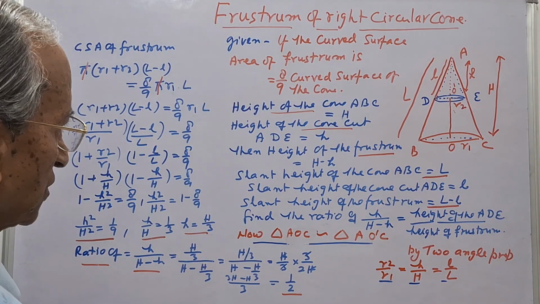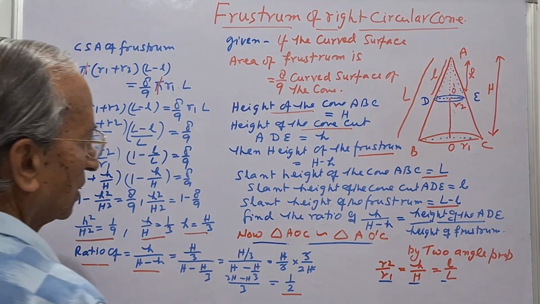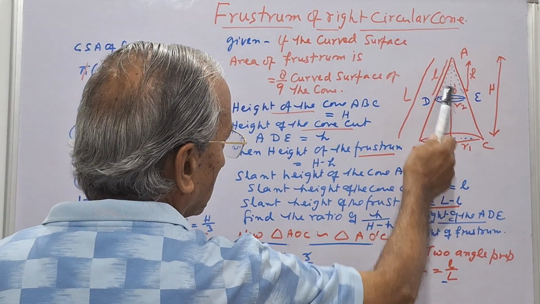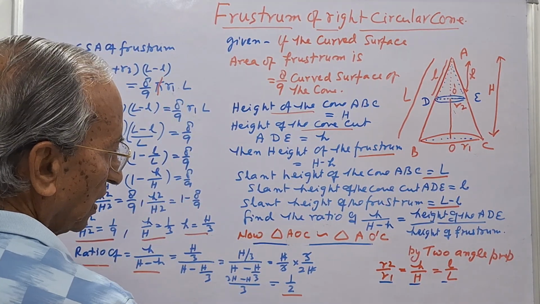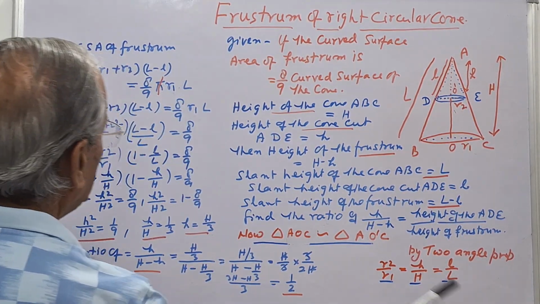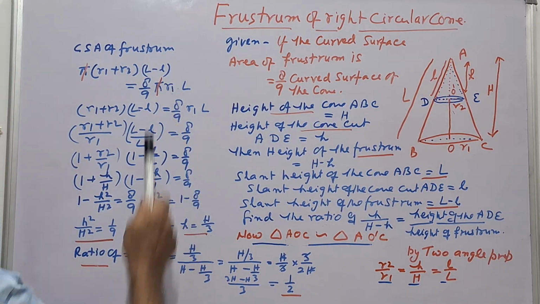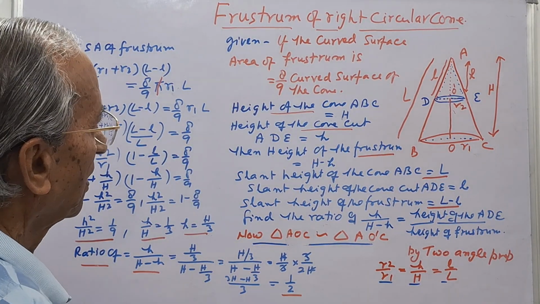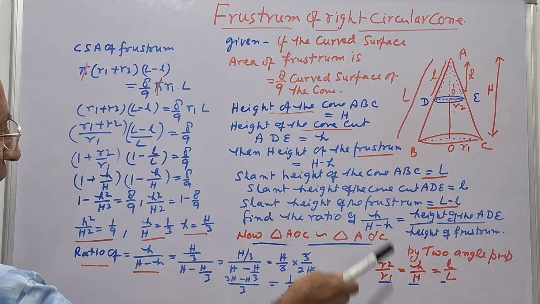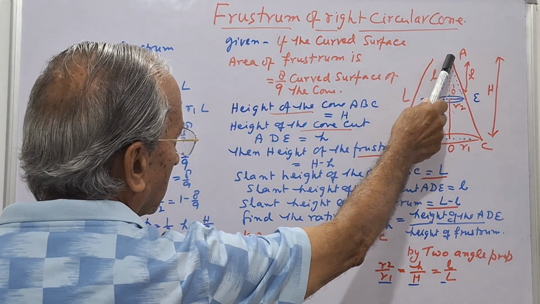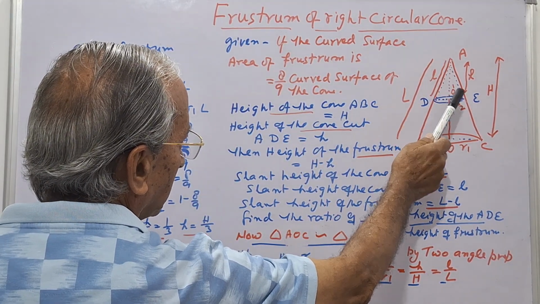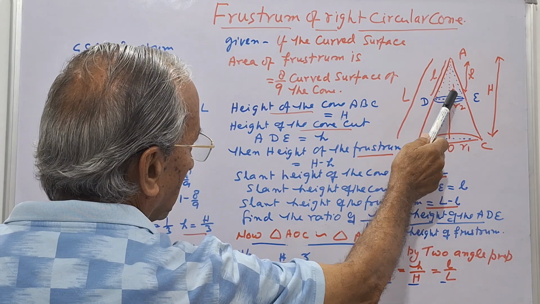So in such types of questions, first we have to find out the similarity between the two triangles, then find the ratios, and then write the formula, put the values and solve it. So this is how to get the ratio of the height of the cone cut to the height of the frustum.